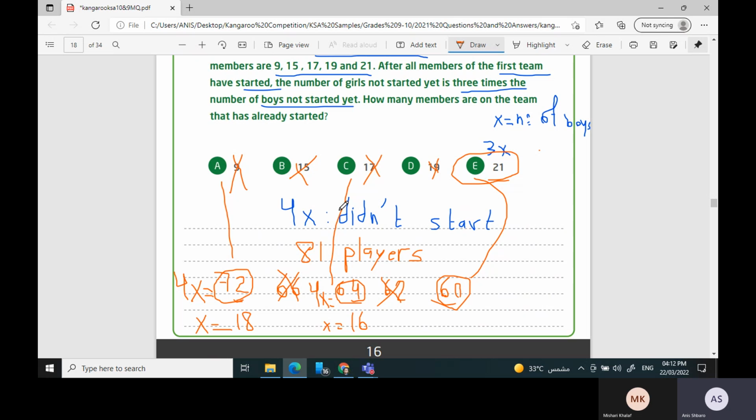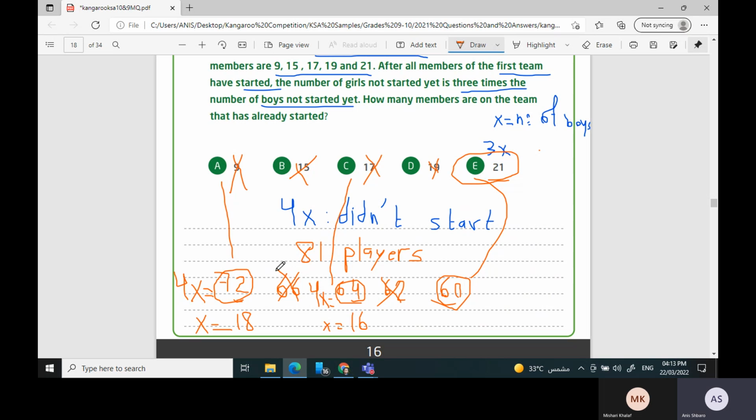So I checked which numbers are divisible by 4. I got only 60, 64, and 72. So directly I crossed off 2 numbers, and I'm going to try only 3 choices. So we took D off, we took B off, we are left with A, C, and E. Now, I suppose that the first team consists of 9 players.